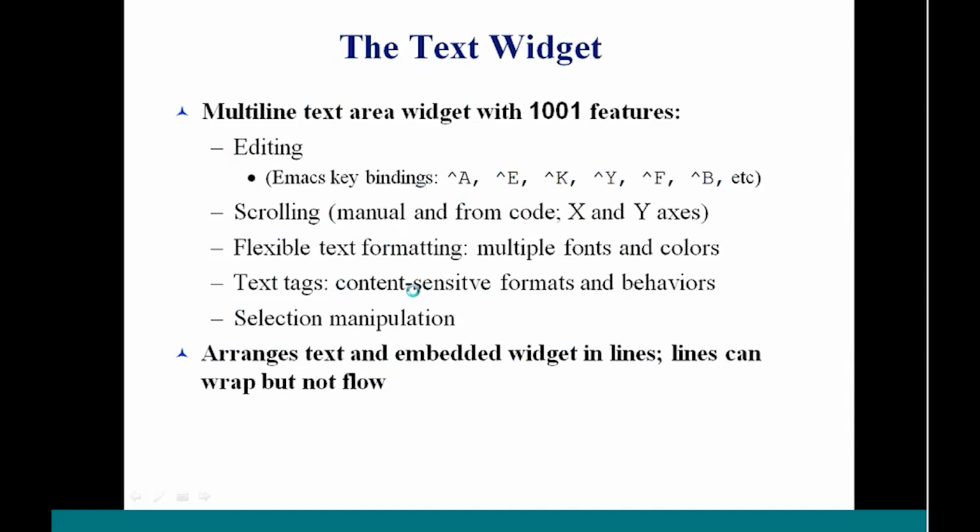So you have the multi-line text area widget. The text widget is essentially a multi-line text area widget with a number of features, essentially 1001 features. You can do editing and you can use Emacs key bindings. You can do scrolling from manual and from code, X and Y axis, and it has flexible text formatting, multiple fonts and multiple colors are supported. Text tags that we talked about earlier, and also selection manipulation. Selection is one command that we talked about in the last class. I will explain some more either in this class or later on. It also arranges text and embedded widgets in lines. The lines can wrap but cannot flow.